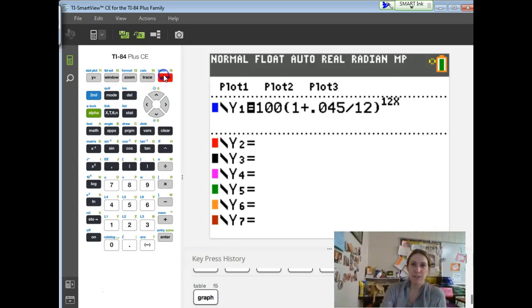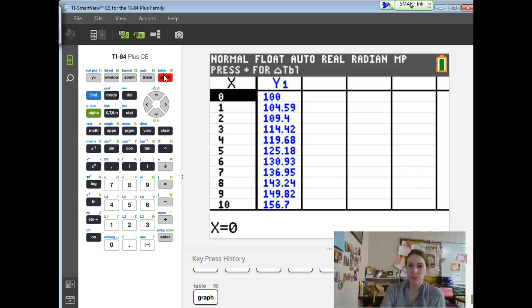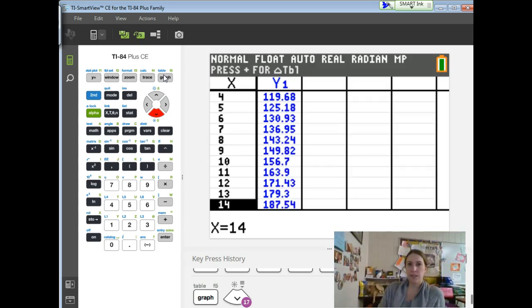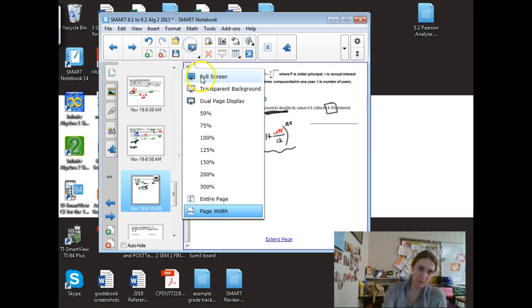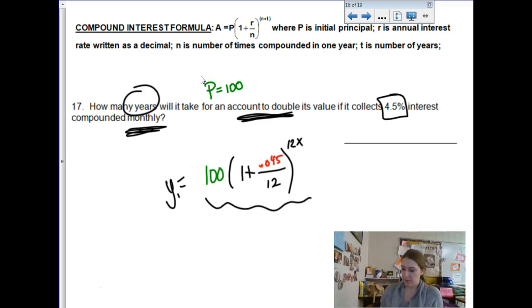And then I go to my table and I'm looking for my money to double. So I'm looking for $200. I got to get down past 10 years apparently. There it goes. Alright, so it doubled right after 15 years. So you can say 15 to 16 years would be a good answer. We're just looking for an estimate answer at this point in Algebra 2. Eventually we'll learn how to solve them algebraically and be more exact.